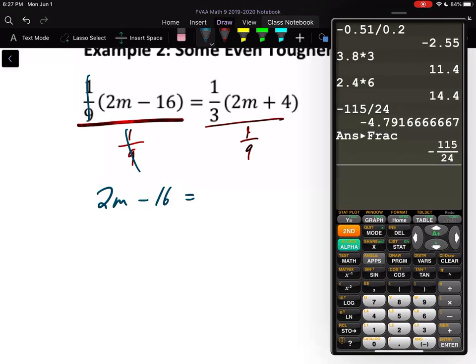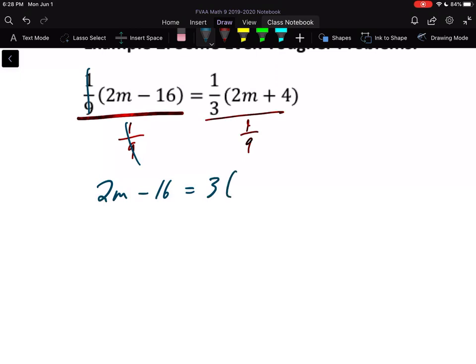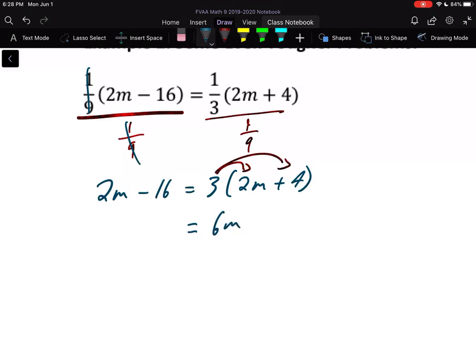Then over here, all I have to do is 1/3 divided by 1 over 9, and it gives me 3. So that gives me 3 times 2m plus 4. Now I only have to distribute one number instead of two, and that number is no longer a fraction. It's a 3, which is way friendlier. So 3 times 2m is 6m, and then 3 times 4 is 12, and this is still equal to 2m minus 16.